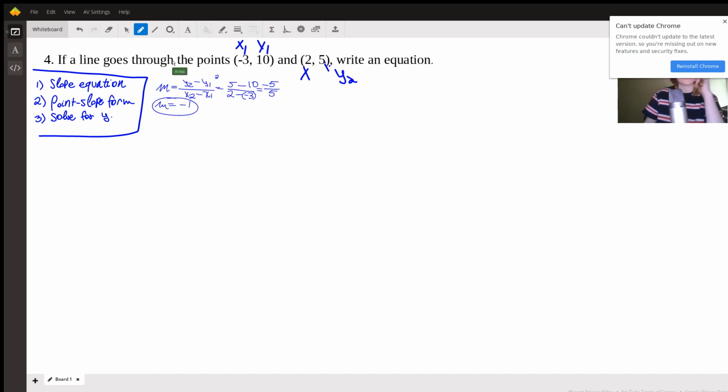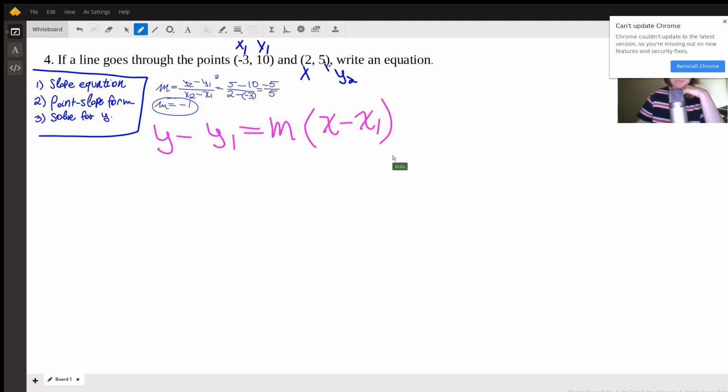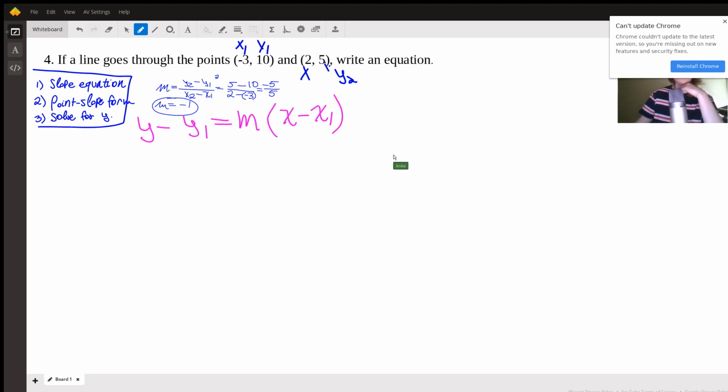Now our second step will be to put this into point slope form. So our point slope form looks as follows: y minus y1 is equal to our slope m times x minus x1. We'll be using this equation next to solve for our slope-intercept form, or the equation, which is what they're asking for.